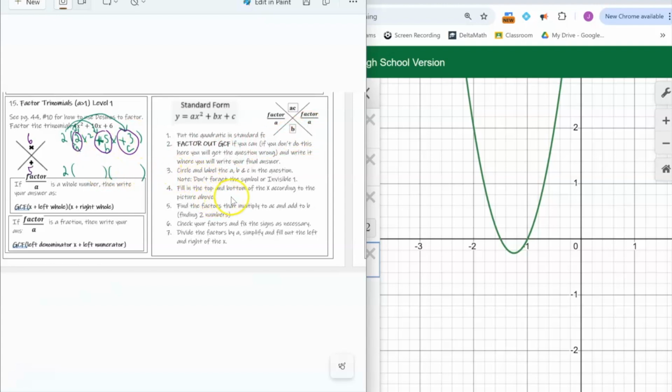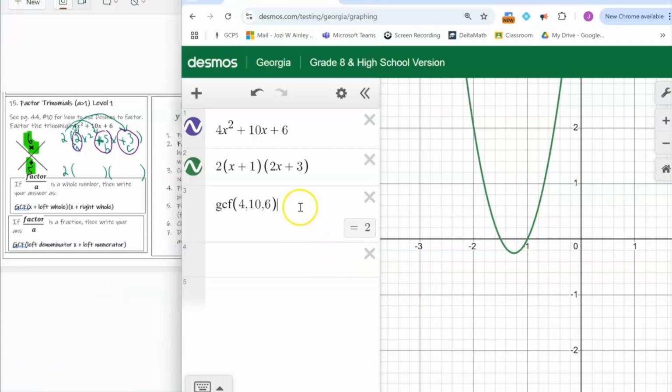All right. Find the factors. Okay, so these are factors. These are 2 numbers that multiply to AC. So they need to multiply to 6 and they add to 5. And what you're going to do, and I think you can do this part in the calculator, let's go ahead and do it.